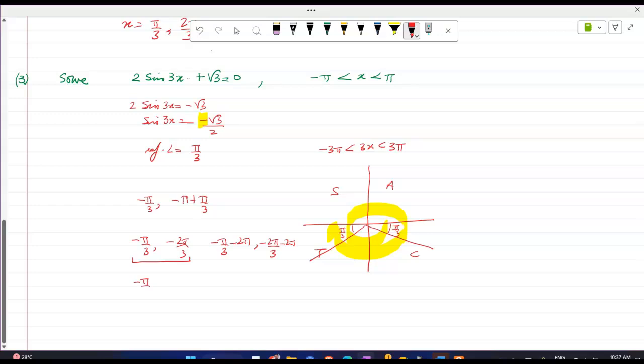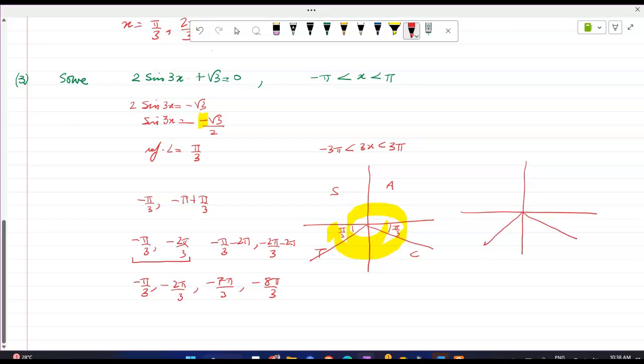So this will be minus pi by 3, minus 2 pi by 3, minus 7 pi by 3, correct? And 3 2s are 6, 7, 8 pi by 3, correct? Oh, I made a mistake there. I got minus pi by 3, minus 2 pi by 3, 3 2s are 6, minus 7 pi by 3, but then I also got 4 pi by 3 and 5 pi by 3. No, but this is negative, now positive. Now you'll go positive.